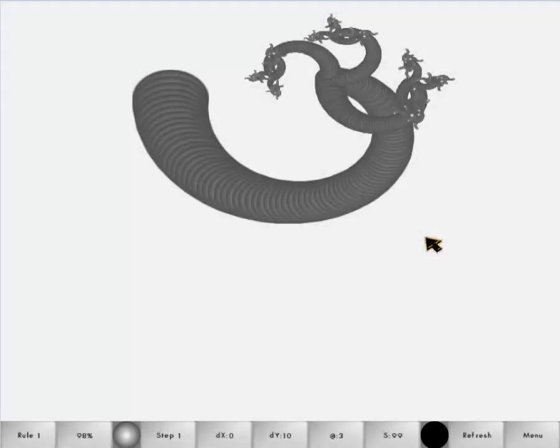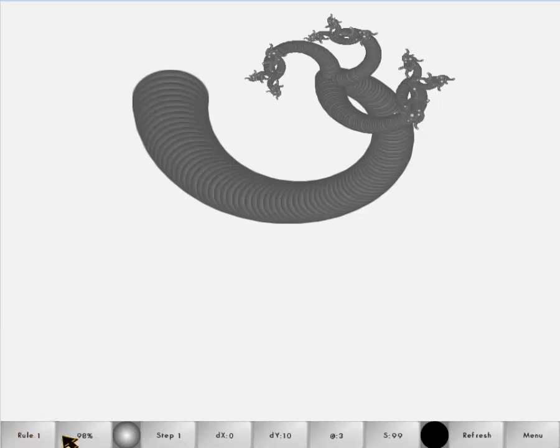Here is a short introduction to IFS. IFS works with a series of rules and steps. In the first instance, a rule is chosen at random. A number is picked between 1 and 100, and 98% of the time, rule 1 will be executed. 2% of the time, rule 2 would be executed.